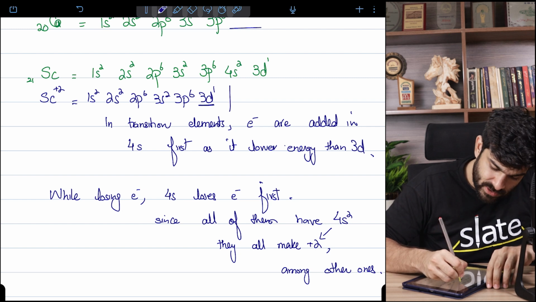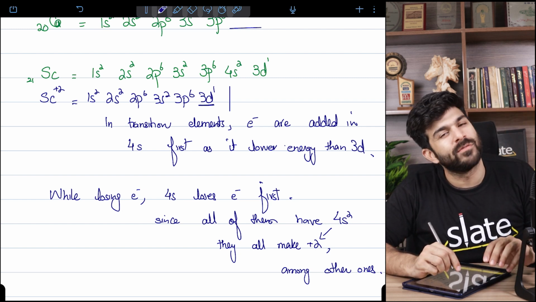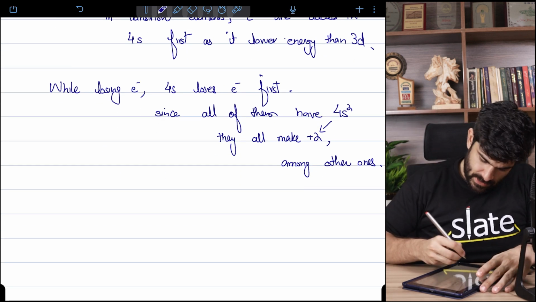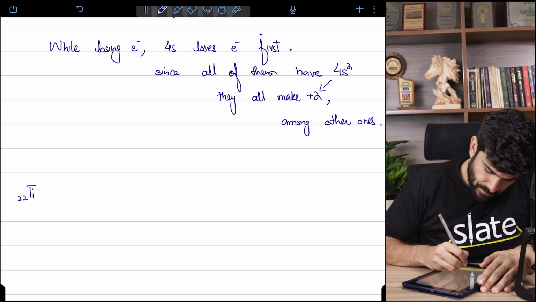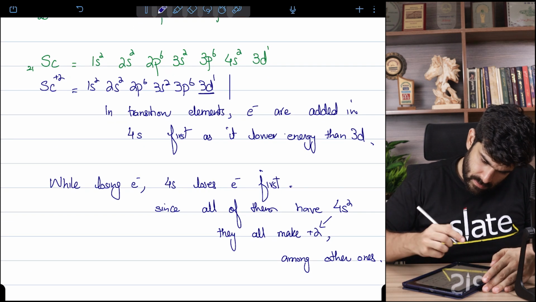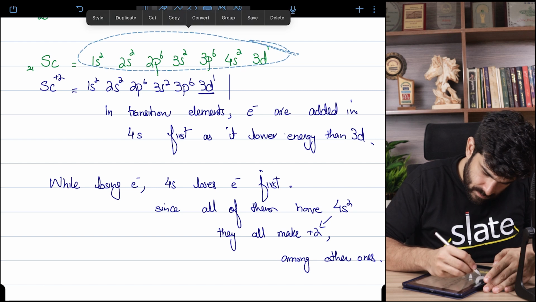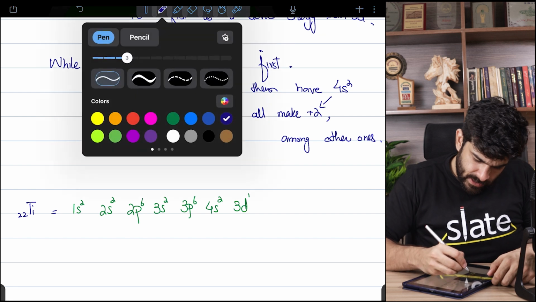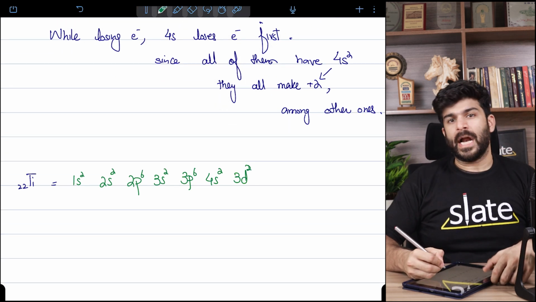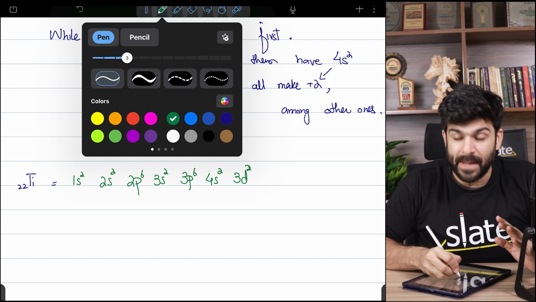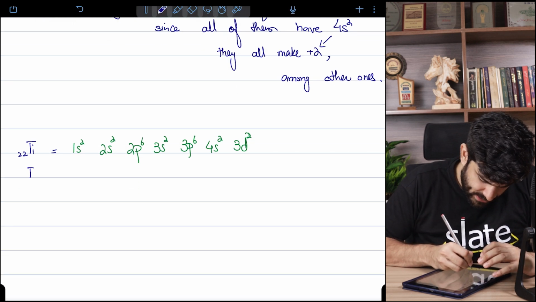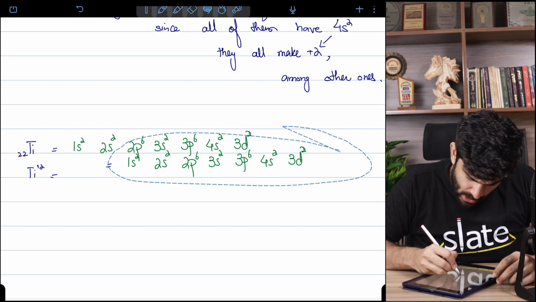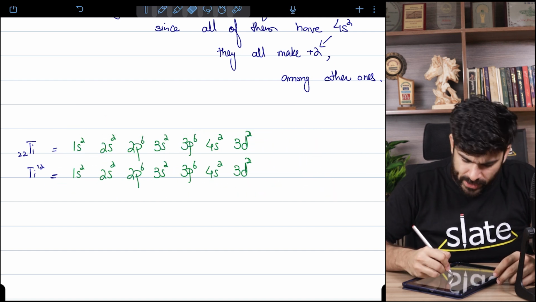Because why do atoms make ions? To attain the electronic configuration of the nearest noble gas. Titanium is a better example. When we talk about titanium, titanium has this electronic configuration. So titanium can make two different ions, two different stable ions, that I would say. One is titanium +2. Obviously, how will that be? By losing just the 4s2.